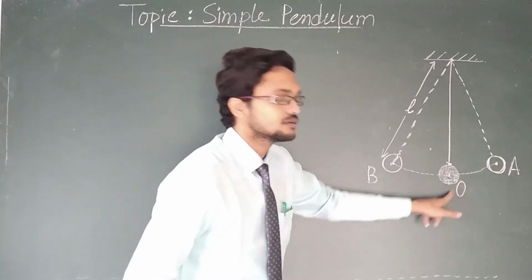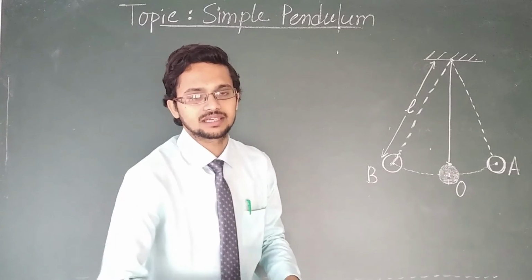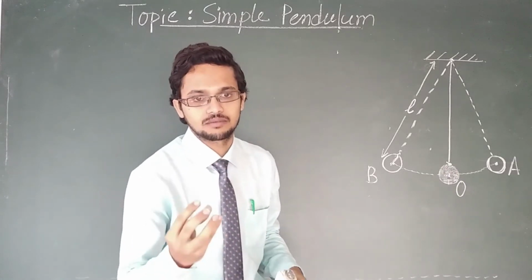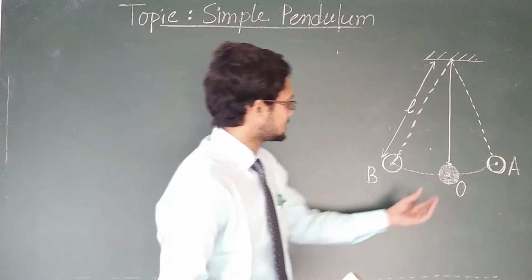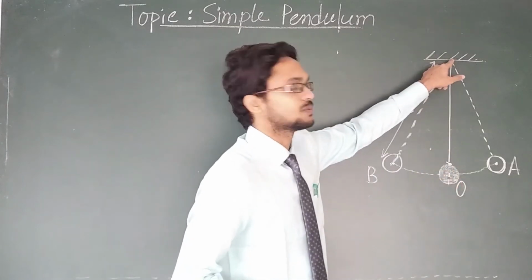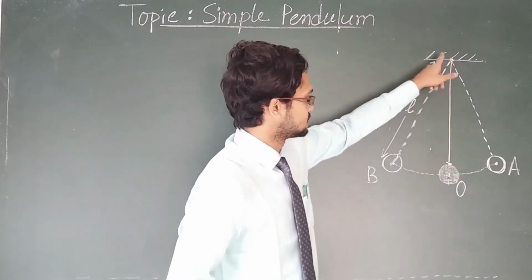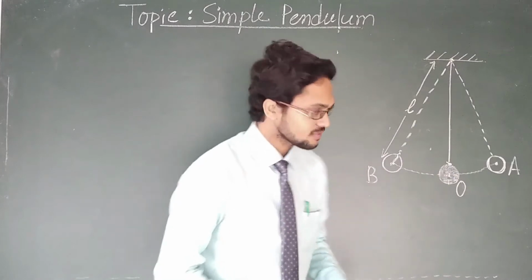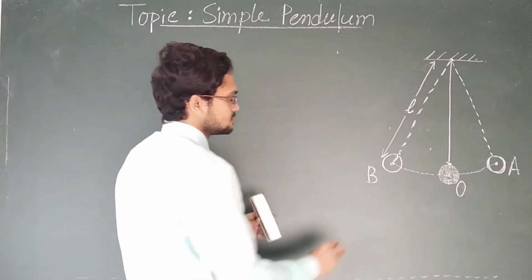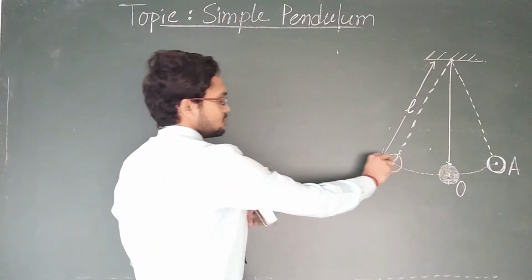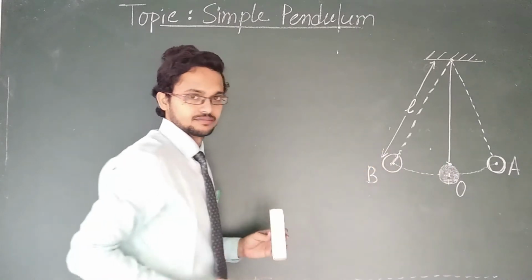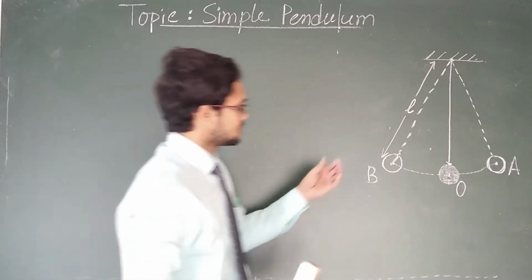And this is a bob. Bob means a metallic ball. You can think of a metallic ball. So this metallic ball is hanging from this point using this string. Now suppose you pull that string on one side and lift it. Then what will happen?